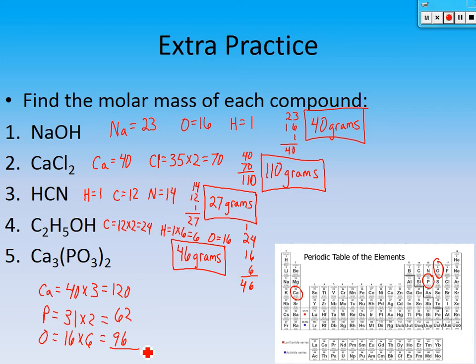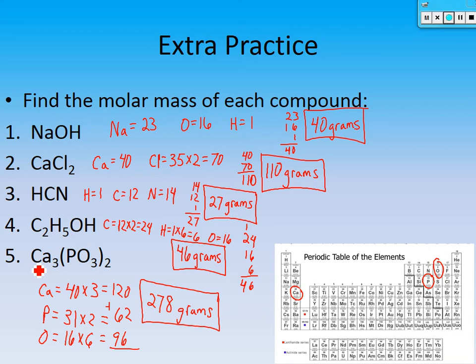Okay. Then we have to add all of those numbers together. So 96 plus 62 plus 120. Did you guys get 278? And hopefully, who else got that? Anyone get it? Okay. So it seems like that's the right molar mass for this compound, calcium phosphate.